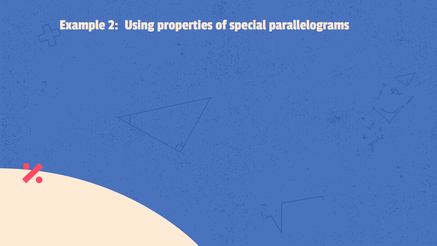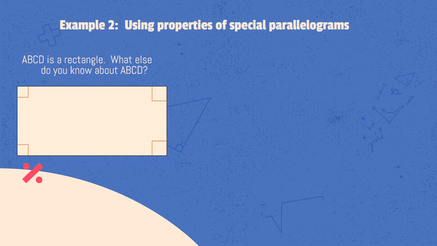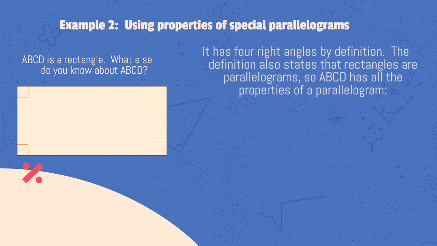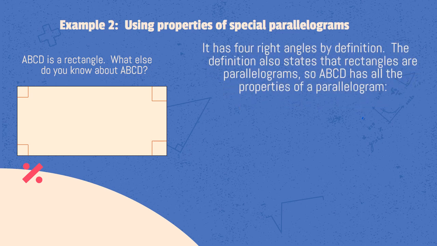Let's do a second example. Here we're going to use properties of special parallelograms. We have this quadrilateral ABCD that is a rectangle. And the question is, what else do we know about this rectangle ABCD? As you can see, and it's clearly stated in the figure, it has four right angles, and this is the definition of a rectangle.